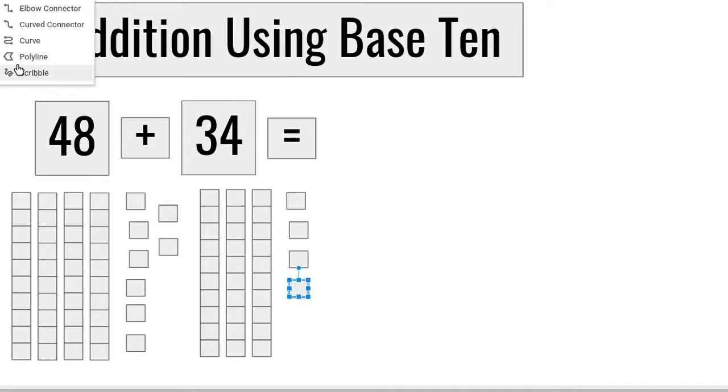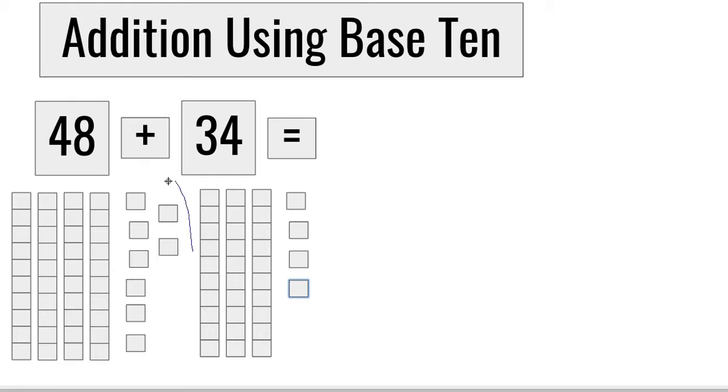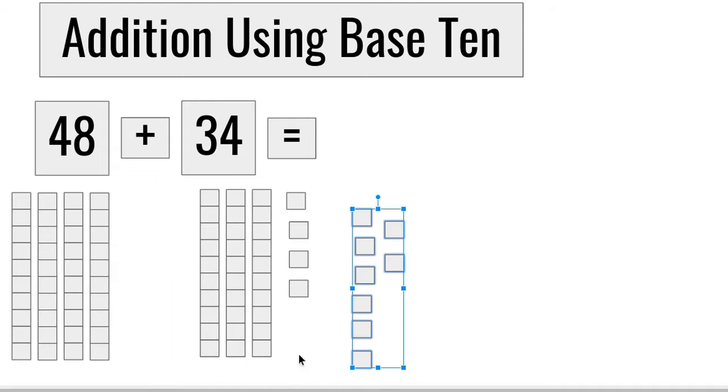Let me just put a little dividing line in between. Alright, there we go. So over here you've got your 48, and here you have your 34. Now, watch what we're going to do. We are going to combine these two numbers because that's what we want to do. Addition is combining numbers. So, we're going to combine all the ones together, and then we'll combine all the tens together.